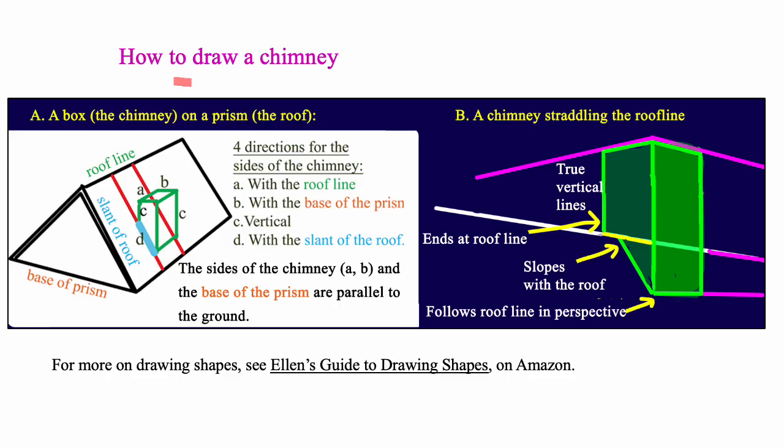Before we can draw the chimney shadows, let's just review drawing chimneys. So of course they have to have vertical sides. Then they have horizontal sides going this way that converge with the roof line, and horizontal lines going this way that converge with the base of the prism. And since all these lines are horizontal, they go to vanishing points on eye level. And then the only other line here is this one, which goes with the slant of the roof.